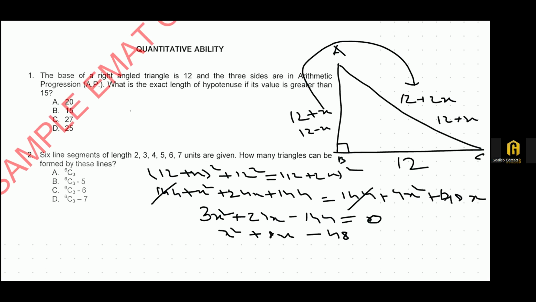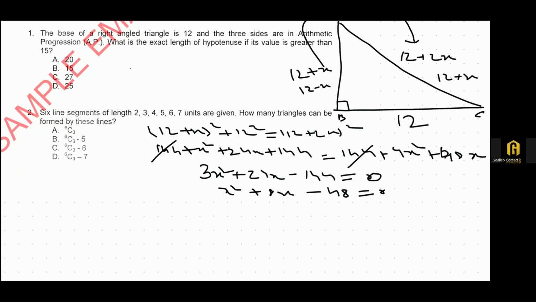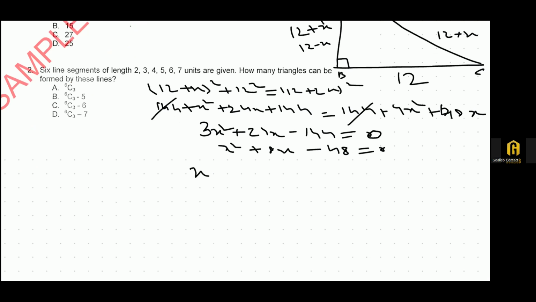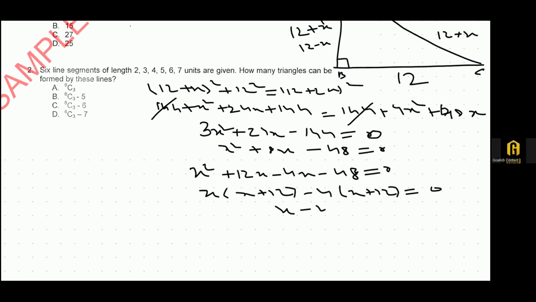So how do we solve a quadratic equation? We use the same technique of middle term split. x square, 48 would be 16 multiplied by 3, or 12 multiplied by 4. So x square plus 12x minus 4x minus 48 is equal to 0. Take x common: x(x plus 12) minus 4(x plus 12) is equal to 0. So (x minus 4)(x plus 12). From these two factors, we can get the value of x as 4.